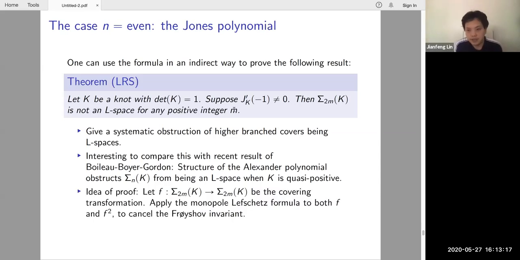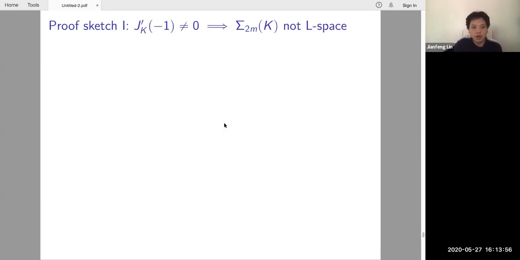Before sketching the proof, let me just give you some idea. The idea is to consider the covering transformation for the branched cover, of course, but the trick is to apply the monopole Lefschetz number not just to this covering transformation, but also to the square of it. By doing this, we get two different expressions of the Floer invariant, and we can use them to cancel the Floer invariant. We don't want to deal with the Floer invariant of the branched cover in general because that's kind of hard to compute. All right, so let me start the proof sketch.